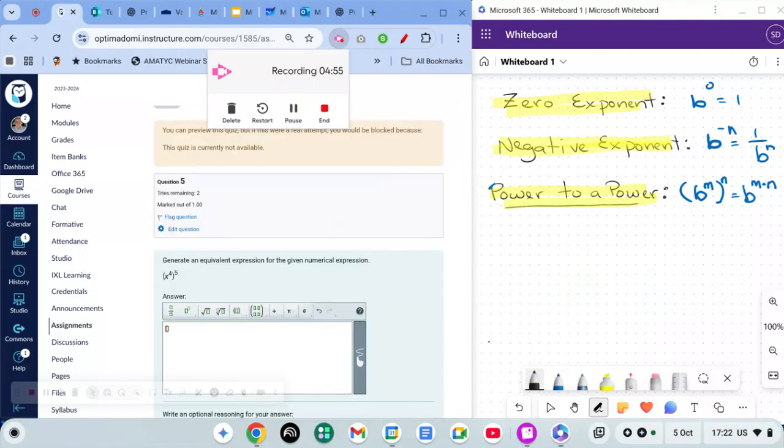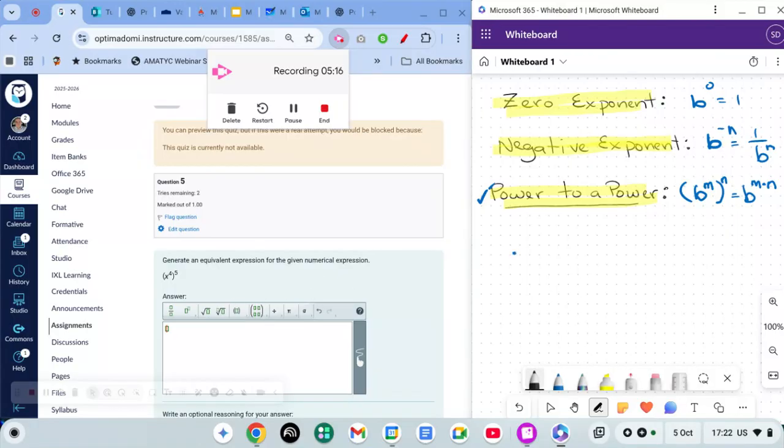Question number 5, very similar to the previous one. We're going to apply the power to a power rule again. Every time you see a parenthesis with one base inside and an exponent inside, and an exponent outside the parenthesis, that's the power to a power. And basically we're going to keep the base and multiply the exponent.